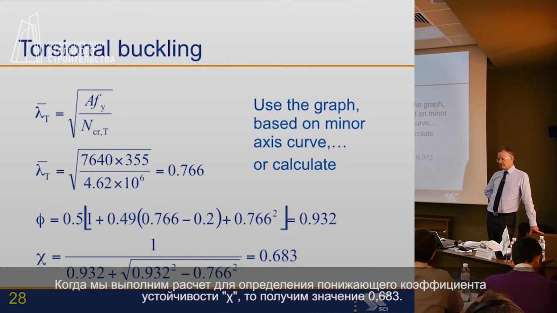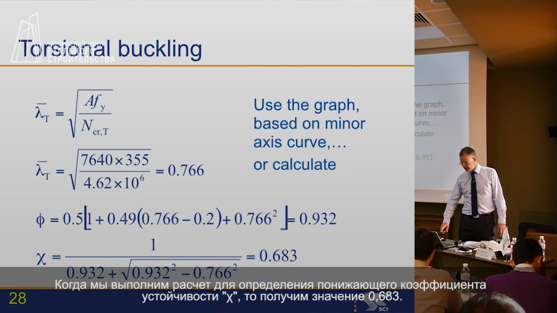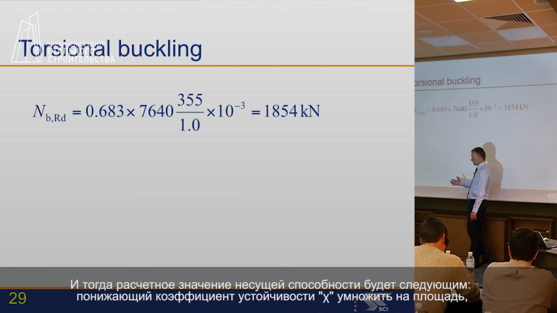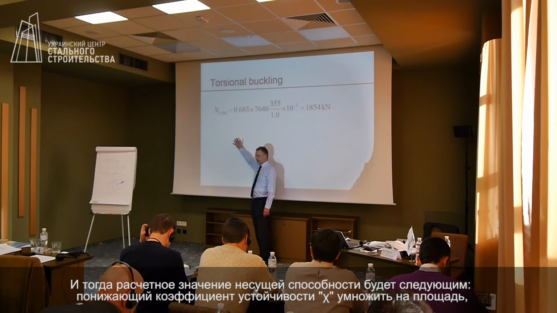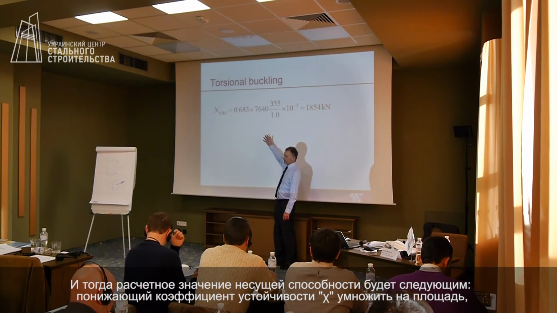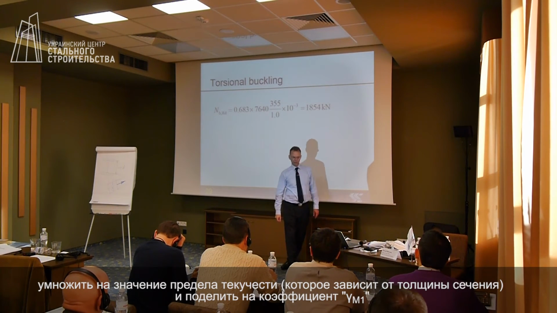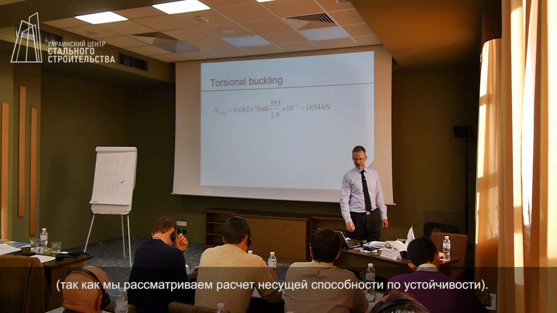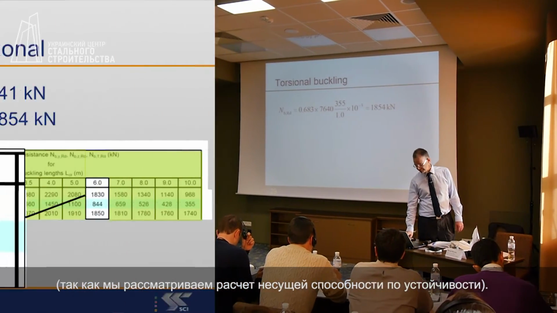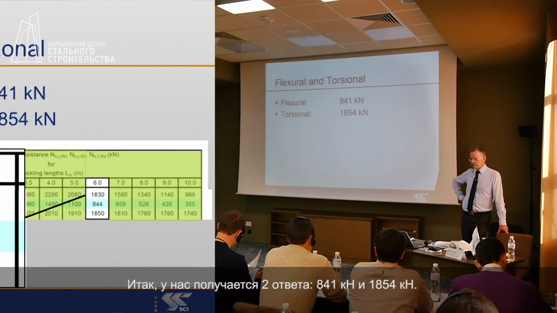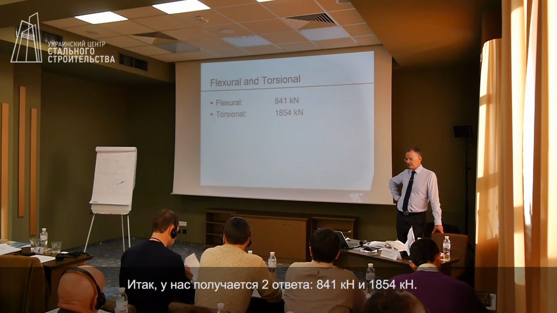Substituting the calculation for the reduction factor chi, the answer is 0.683. And the resistance, I'm sure we will be familiar with this now, is the reduction factor chi times area times yield, which depends on flange thickness. And because we are in buckling, we divide by gamma M1. So the two answers are 841 and 1854.